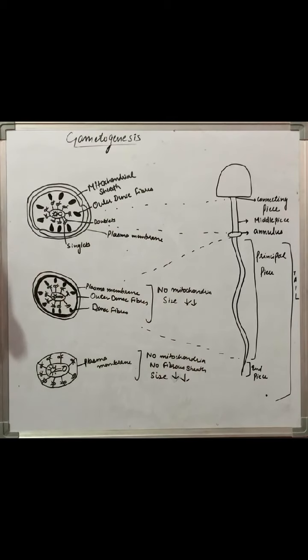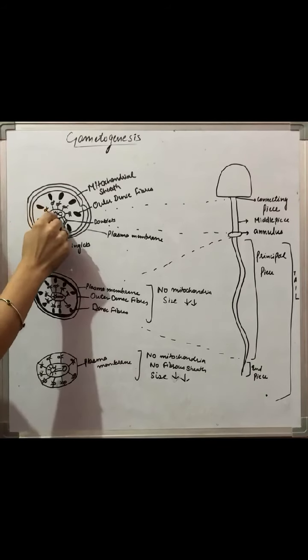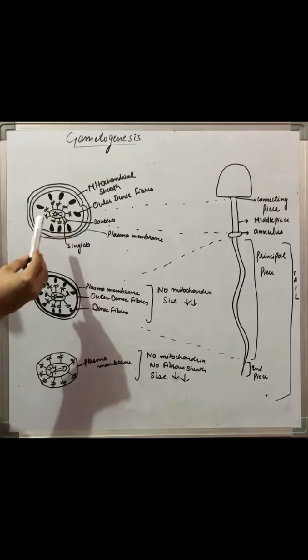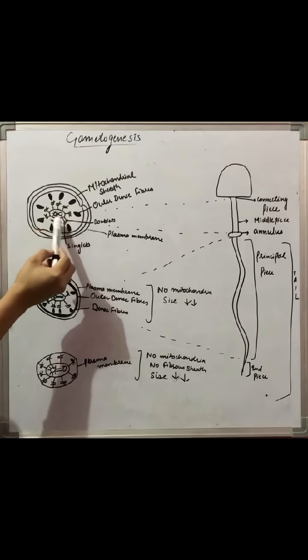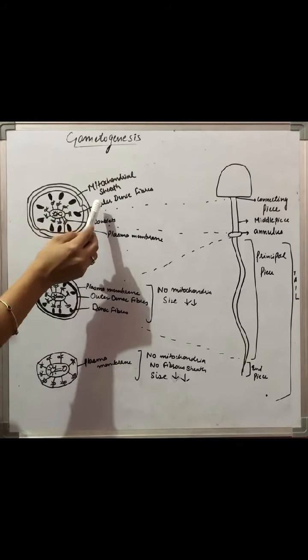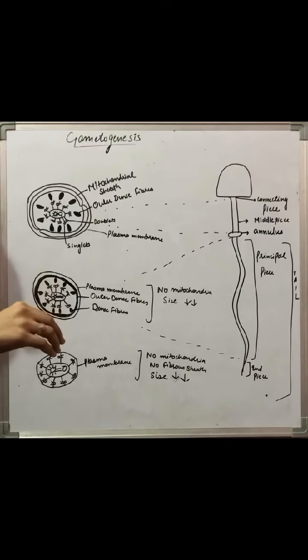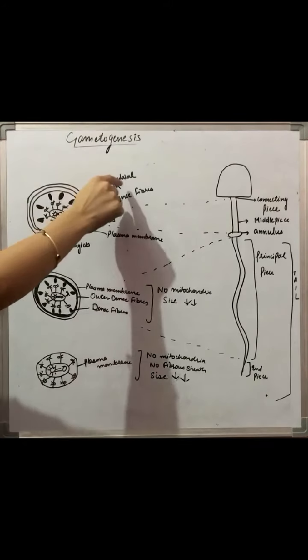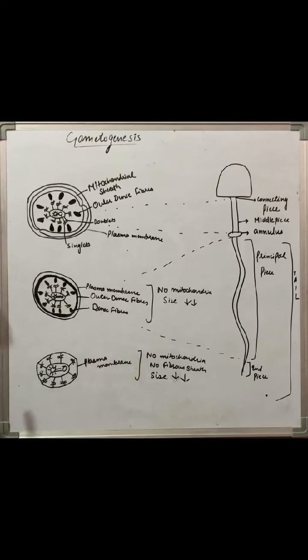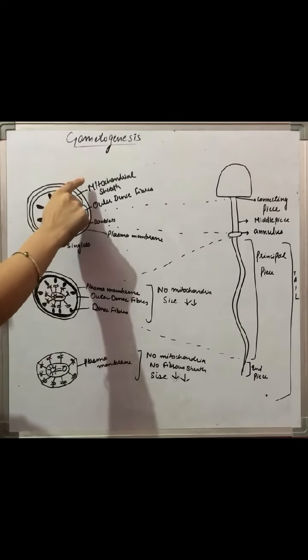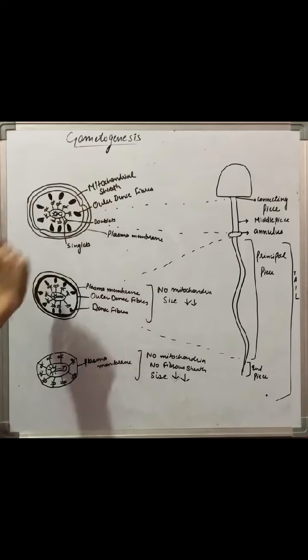Now the flagellum is passing through the middle piece and the tail piece, so we will discuss the structure of the flagellum in all these pieces. The speciality of the middle piece is that it has the mitochondria around it. So in the center there is the singlet, and then the sheath is present around it, then the doublets. Around the doublets there are the 9 outer dense fibers, and around the outer dense fibers there is a mitochondrial sheath and the plasma membrane. The speciality here is the mitochondrial sheath and the outer dense fibers. So this is the flagellum of the middle piece.